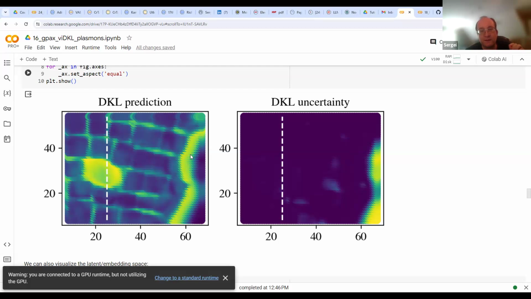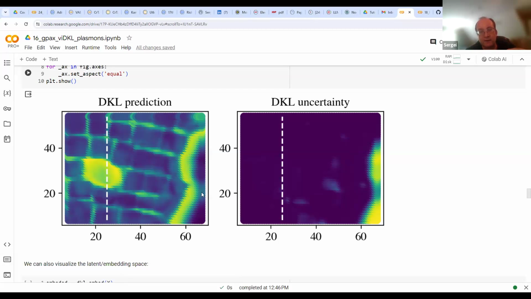But the most interesting part is that notice that the DKL uncertainty is actually high here. Basically what it means is that once we trained it on this part of the image, there are no objects here that look like this empty space over here, which means that the trained DKL model said that this region has high uncertainty, and I'm not confident about the predictions on this part.